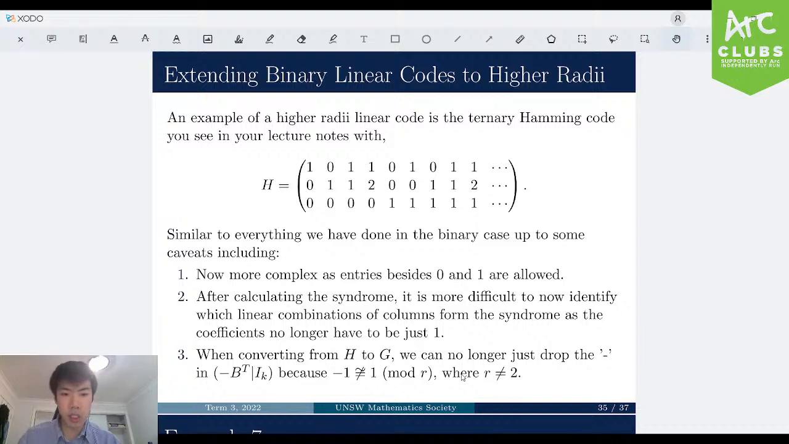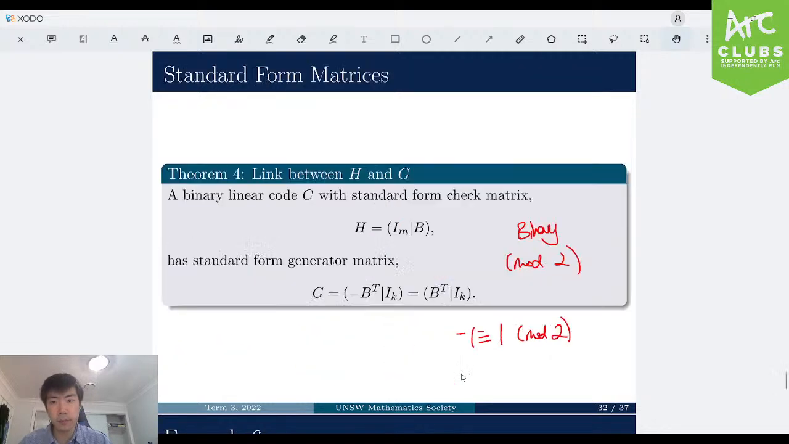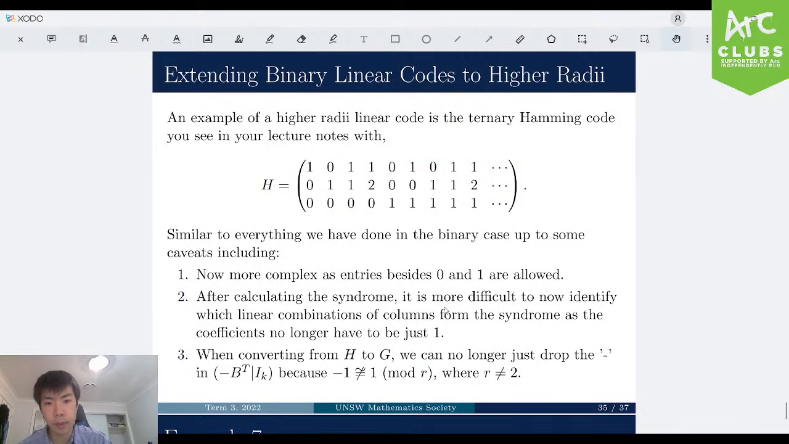The last complication is that when converting from your H to G using this theorem, you can no longer simply drop the negative, because if you're working under a different modulus, -1 won't necessarily be congruent to 1. For example, -1 in mod 3 is congruent to 2. So this matrix on the left-hand side would now become a little more complicated. And that's it.